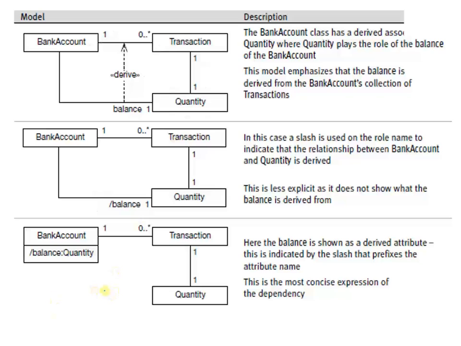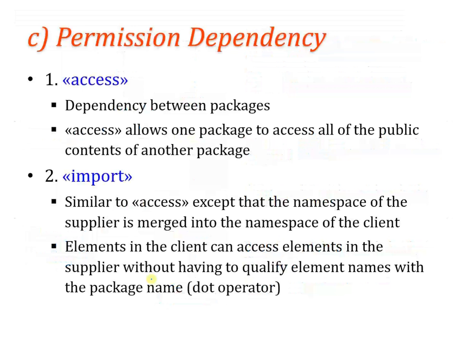And the third possible diagram is that we can even have the bank account balance which is computed by means of the quantity class. So the quantity class has a relationship with the transaction class where each and every transaction will have one quantity. From the particular quantity, the balance is computed and it is added in the bank account class. So these three are different ways of showing abstraction dependencies.